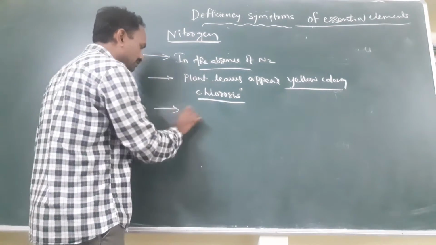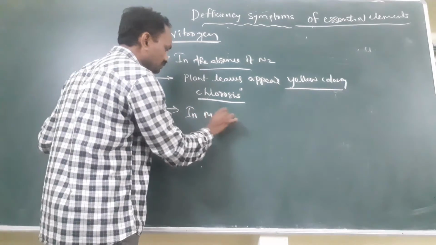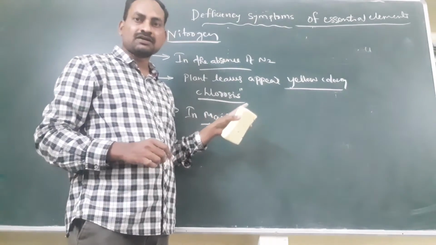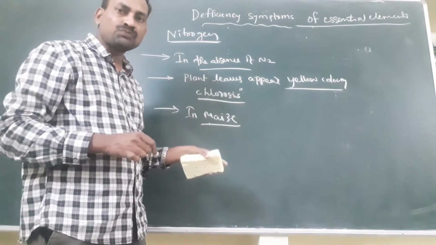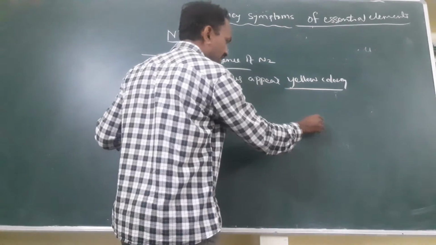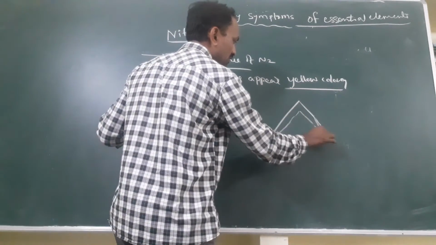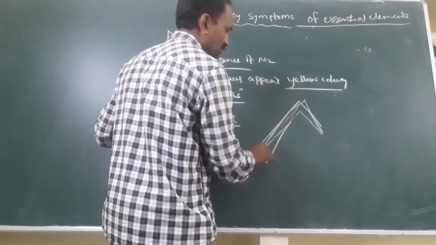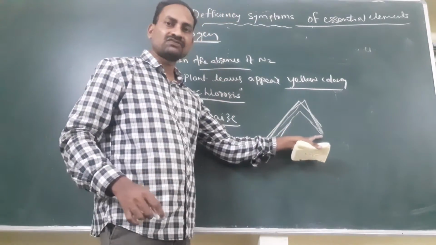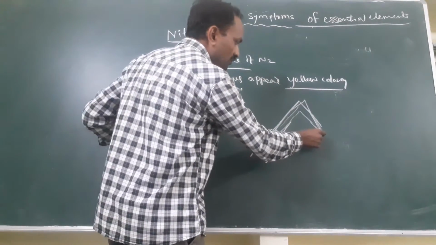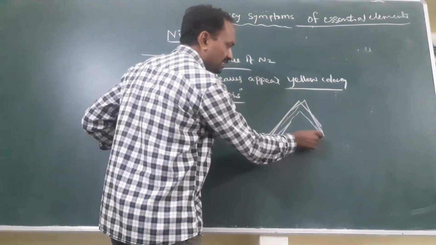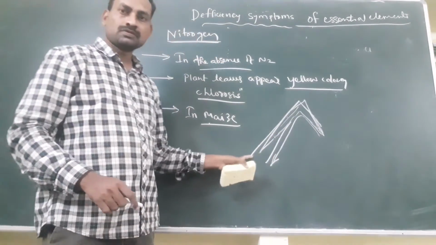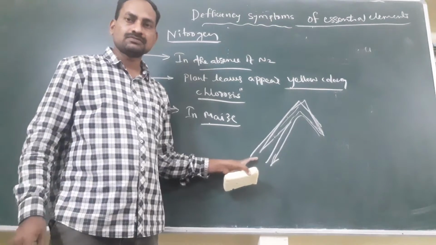In maize plant, the chlorosis starts from the tip of the leaf to the base of the leaf. Suppose just imagine this is the leaf of the maize. So now the yellowing starts from the edge of the leaf. Slowly it crawls toward the petiole or leaf base. Okay.